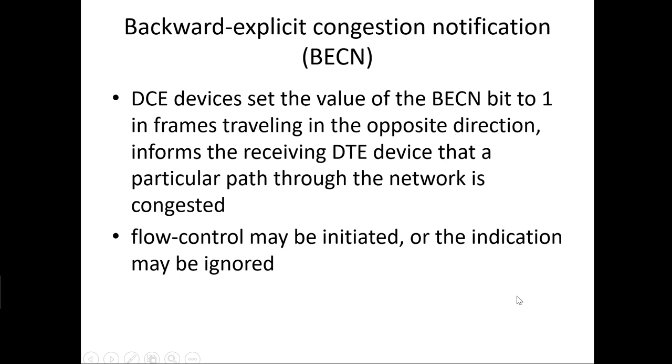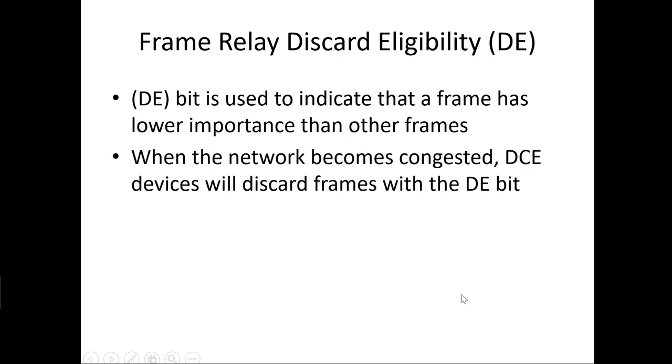The opposite of that is the backward explicit congestion notification. The DCE devices will set the congestion value, so it sets the BECN bit to 1. When it is returning back, the receiving DTE device will understand that some congestion has happened in the network. In this case also, based on the BECN bit indication, either they can initiate the flow control or it can be ignored also.